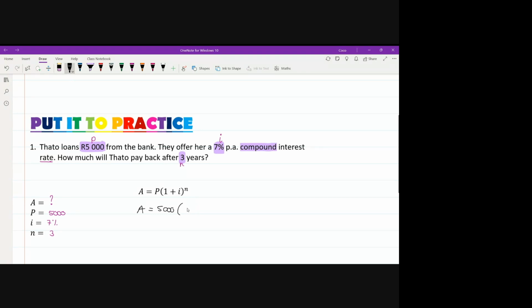5,000, open brackets, 1 plus 7%, not 7,000. All of this, close your brackets, and then to the power of 3. Let's calculate how much that is. And pop your answers in the chat for me, guys. I can't see my calculator.